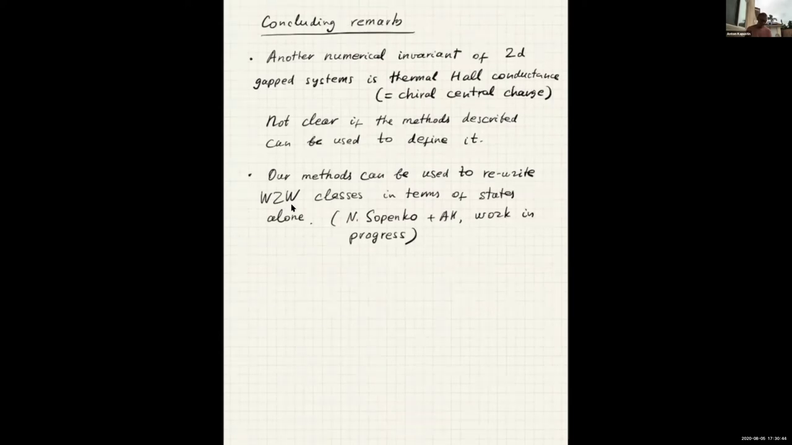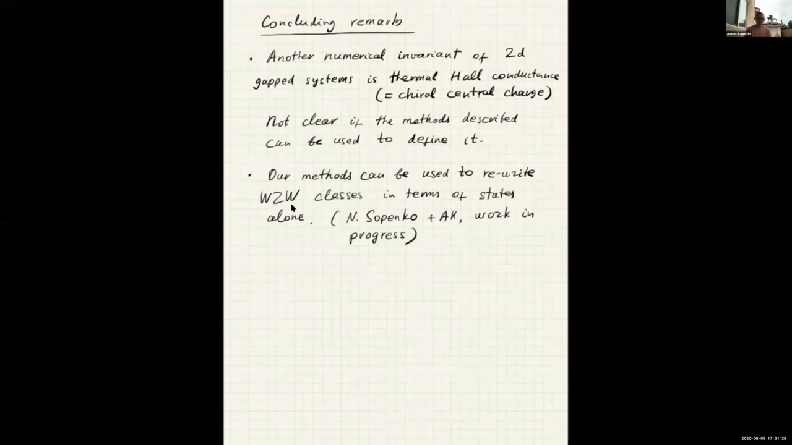And one can use the same methods to argue that these W double classes are quantized for short-range entangled systems, at least for spherical cycles. I don't know about general ones, but on spheres, integrals of W double classes actually are quantized. There's some recursive argument which connects these W double classes to the integrals of the usual Berry curvature. So somehow they're all descendants of the Berry curvature. Once you know that Berry curvature is quantized, you can deduce that these W double classes are also quantized on spheres.